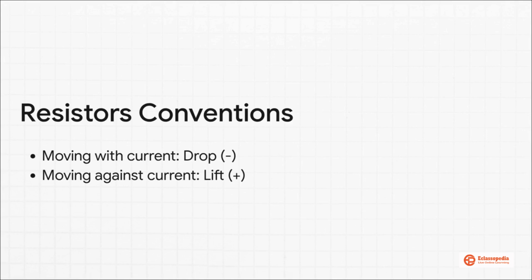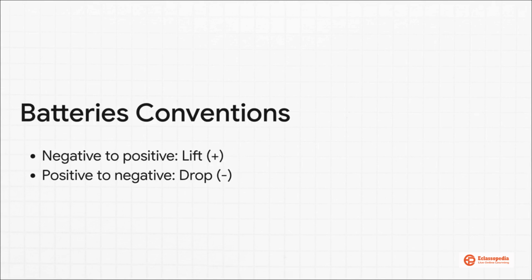But if you walk in the opposite direction, like swimming upstream or walking up a hill against the flow of the current, you experience a voltage lift. So you write it as a positive value, plus I times R. Just remember, moving with current is a drop, moving against current is a lift. Now, what about batteries? Well, they're actually even simpler, because for batteries, the current direction doesn't matter at all. Only your walking path does.